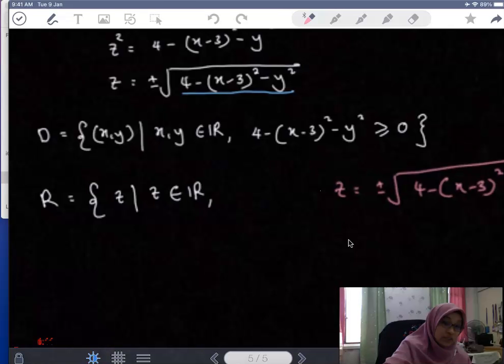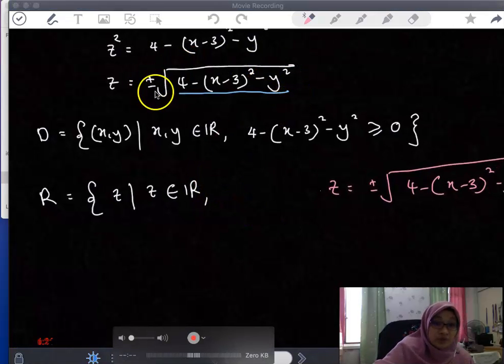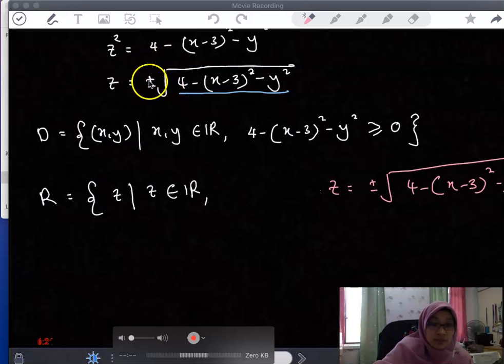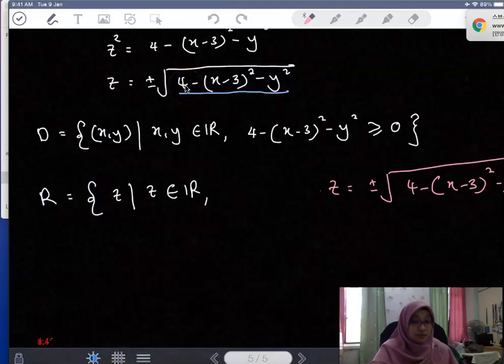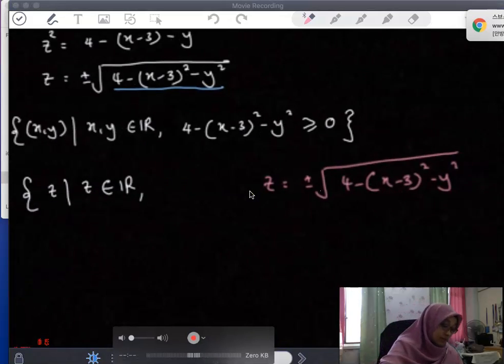So next, the range. The range is all the possible values of z. From this expression, z can be positive, z can be negative, and maybe z can be 0. But now you have to be careful with this standalone constant, because this form may give z some interval of values. So now we have to investigate further.